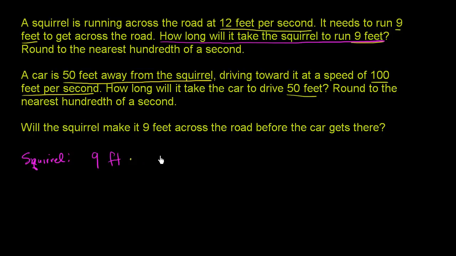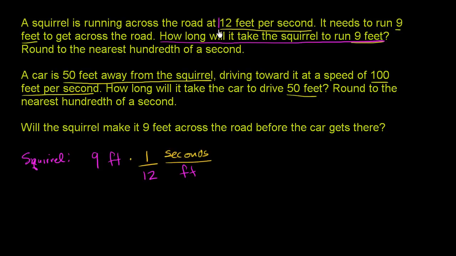So it'd be great if we could multiply this times seconds per foot. Then the feet will cancel out, and I'll be left with seconds. Now, we're told that the squirrel can run at 12 feet per second, but we want seconds per foot. So every second the squirrel goes 12 feet, then we could also say 1 second per every 12 feet. So let's write it that way. It's essentially the reciprocal of this because the units are the reciprocal of this. So it's 1 second for every 12 feet.